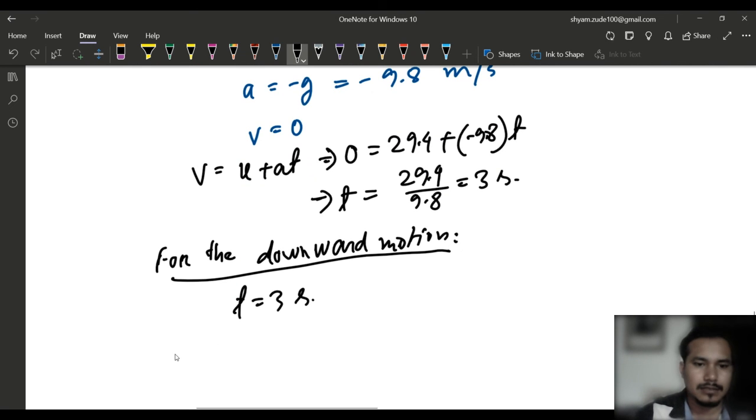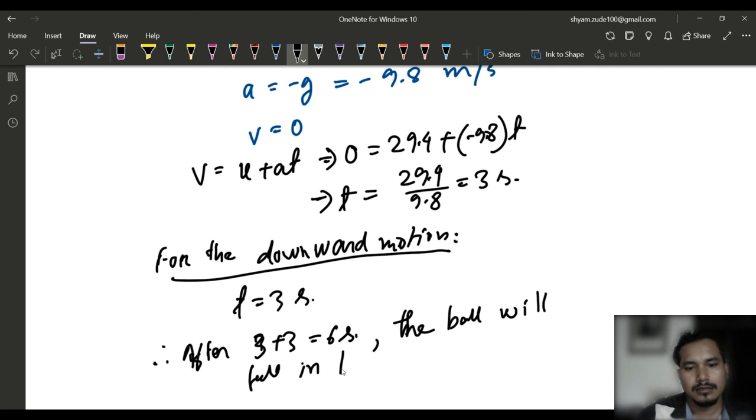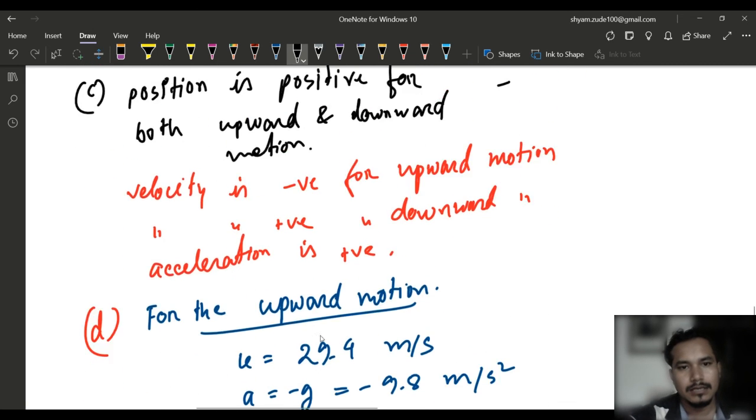So total time is equal to how much? Therefore after 3 plus 3 equal to 6 seconds, the ball will fall in his hand. The ball will fall in his hand after 6 seconds.